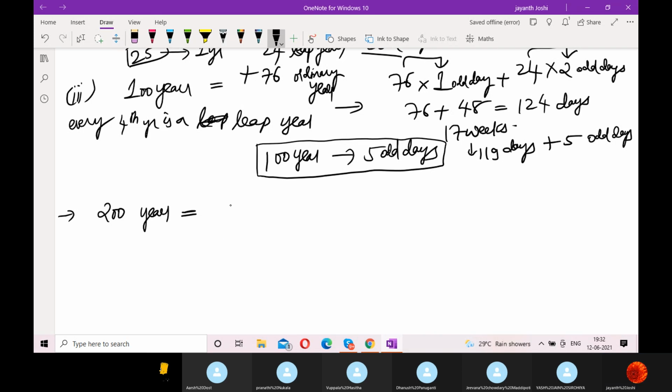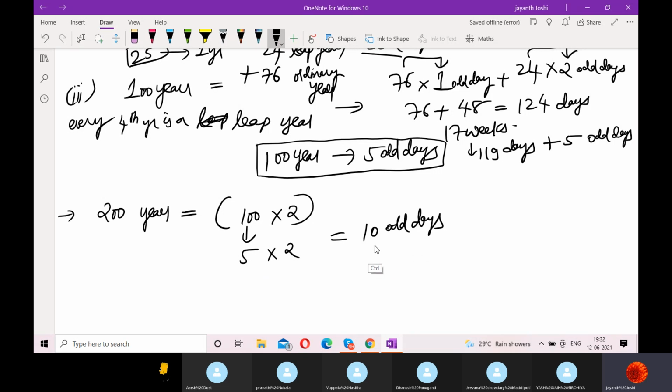No. Understand what is the reason behind that. Let's come to your thinking. For example, if you have thought in this way, 100 years definitely has 5 odd days, into 2 is definitely 200 years. Okay, 100 years has how many odd days? 5 odd days. And into 2, that makes 10 odd days, correct?